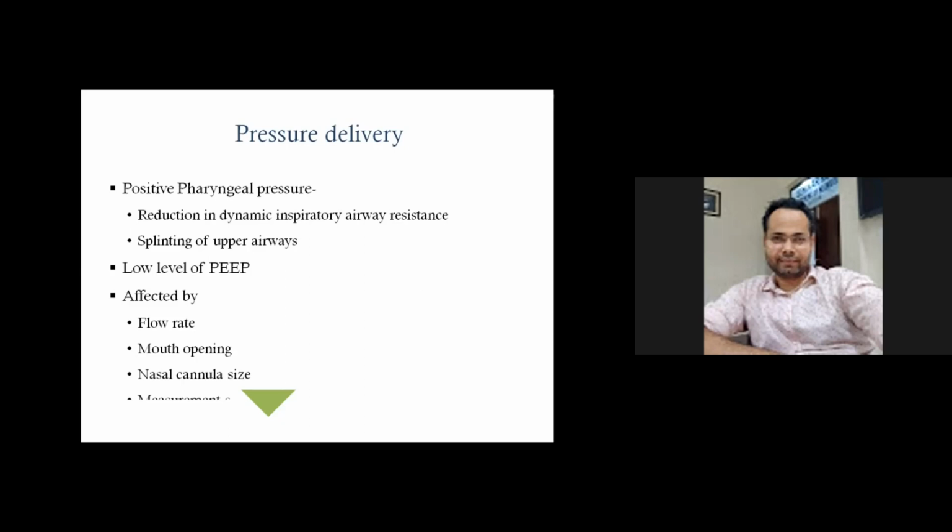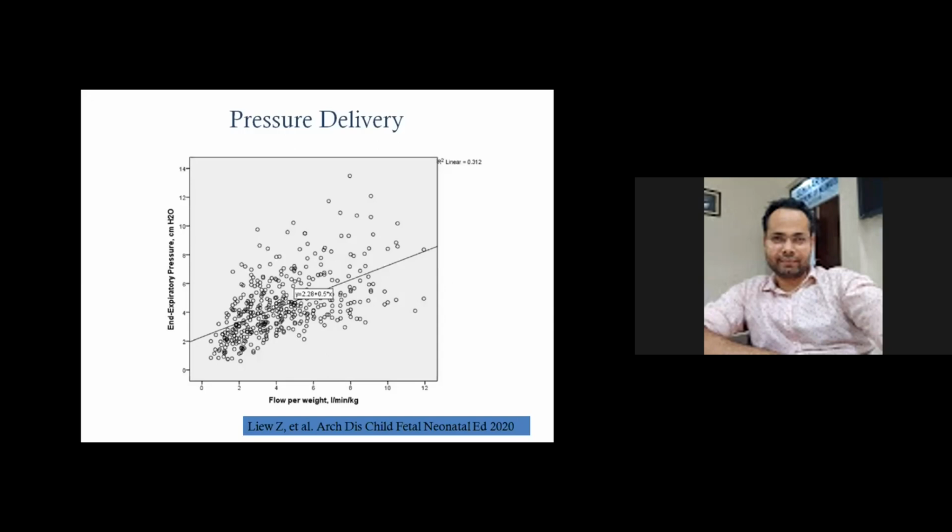And also it is affected by the flow rate, mouth opening, nasal cannula size, the measurement site where the pressures are being measured, and also the gestational age and the weight of the baby. So this is a scatter plot showing the nasopharyngeal and expiratory pressures in relation to the weight-adjusted flow rates. We can see that with an initial 6 liters of flow, the relationship is linear, but beyond that, the flow varies largely, and so do the pressures.